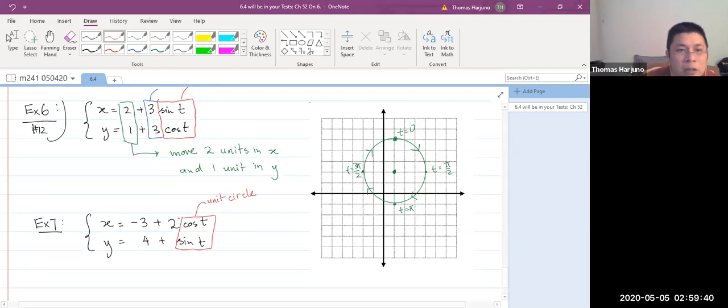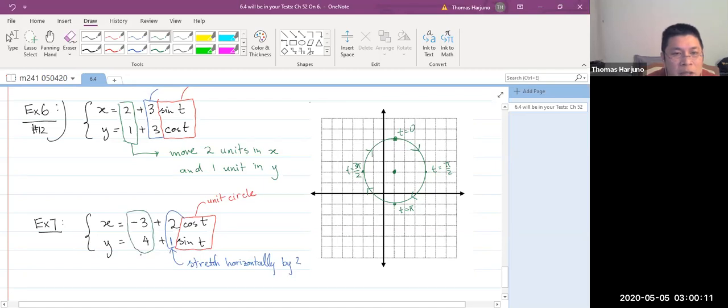Now, however, the stretch is not equal. This stretches horizontally by 2, but we don't stretch vertically. Okay, and then the center of that circle will be negative 3, 4, because you move 3 units to the left and 4 units up.